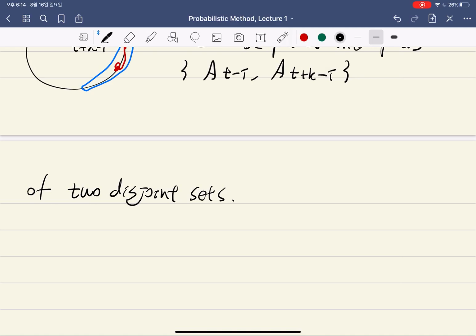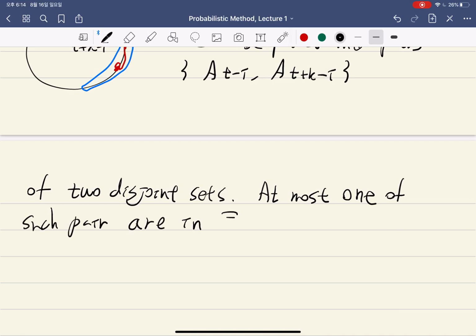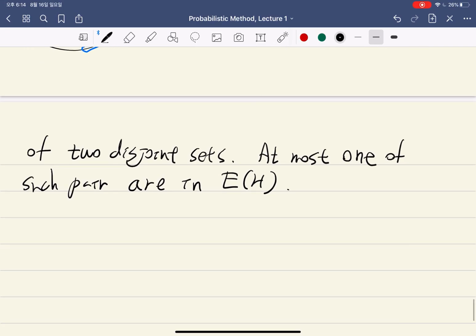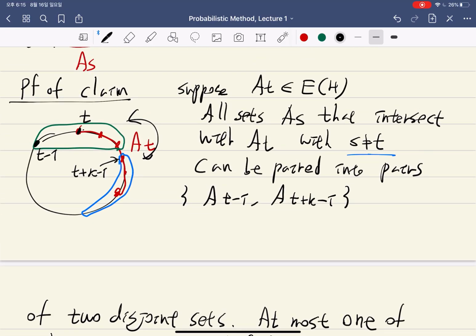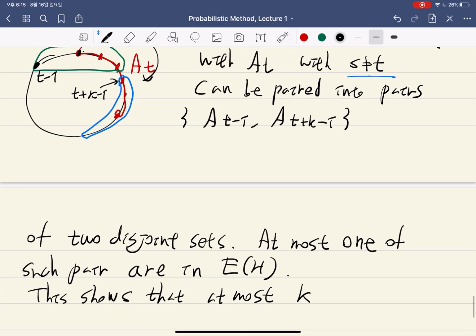Out of these two, because they are disjoint and H is intersecting, at most one of each such pair is an edge of H. This shows that, and how many of these pairs are there? There are k minus 1 pairs.